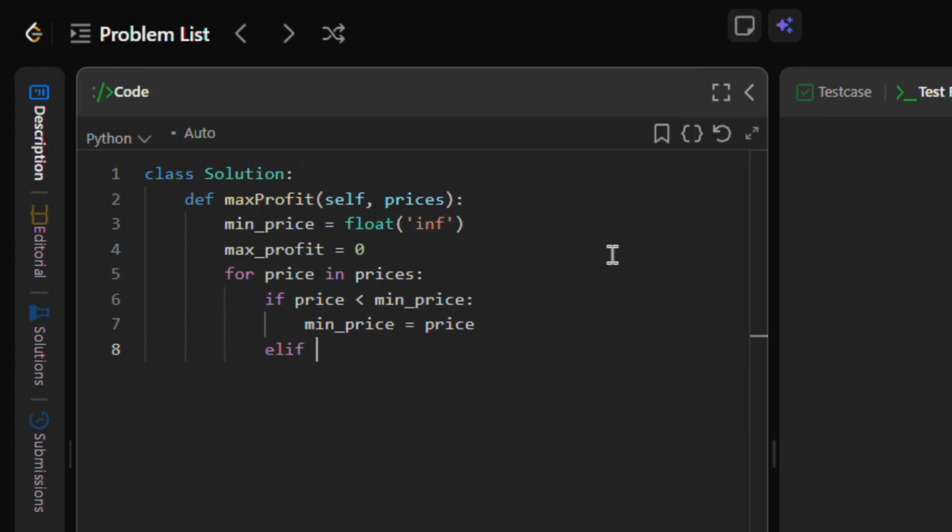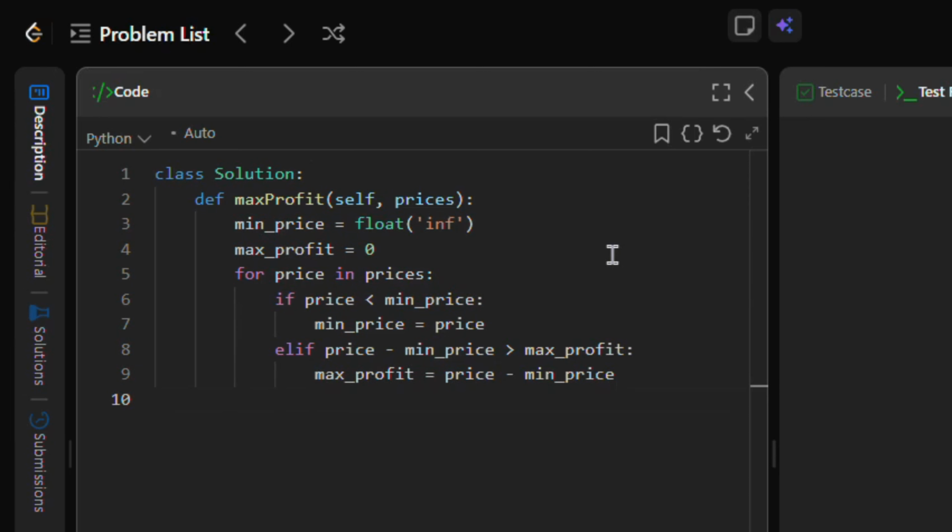Otherwise, if the price isn't a new minimum, we check whether selling today could give us more profit than any previous day. We calculate the profit by subtracting the lowest price we've seen from today's price. If that profit beats our current max profit, we update it. This line sets max profit to the new, larger profit value. It's like saying, selling today would earn more than any other day so far. Let's update our best result.